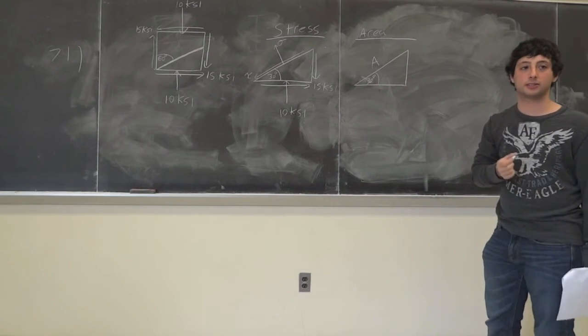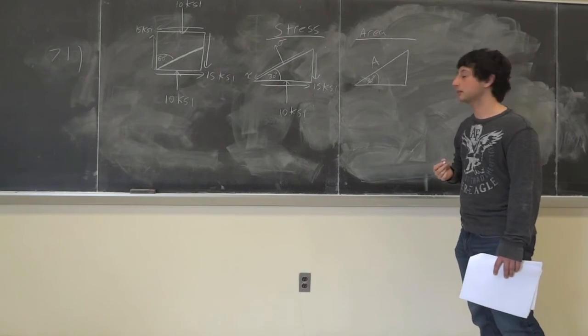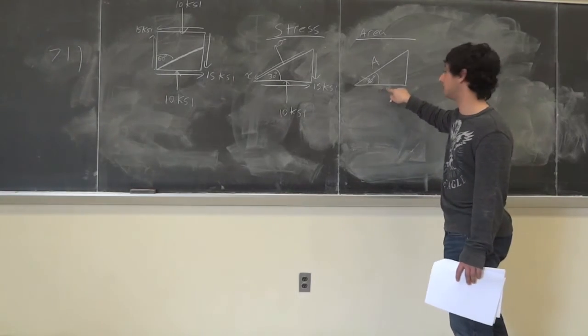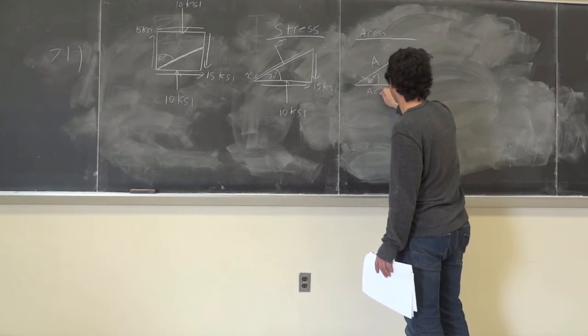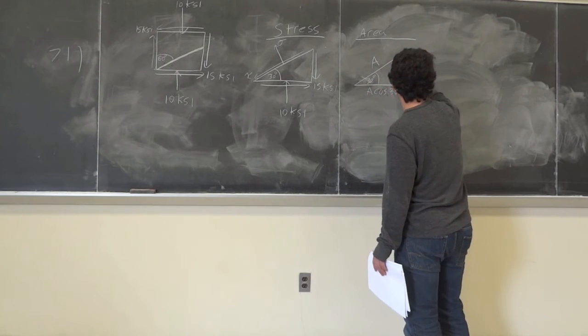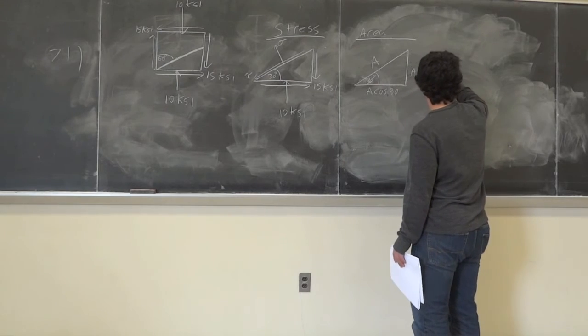So what's this area over here? Just from trig. A sine 30. This one? This is A sine 30. Cosine. Yeah, A cosine 30, and this is A sine 30.